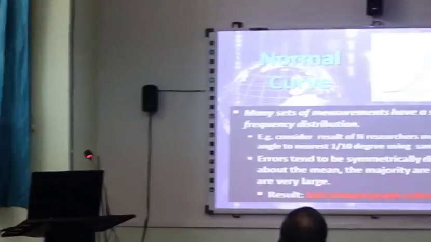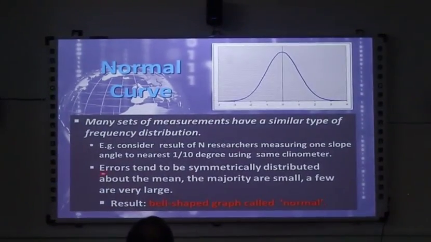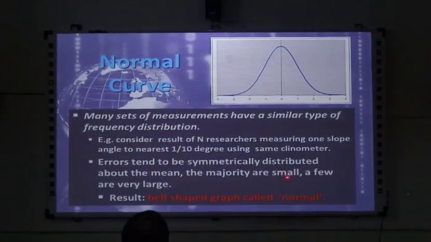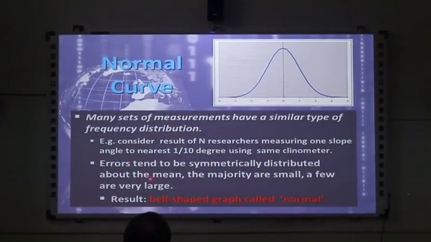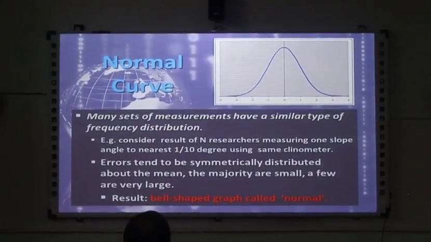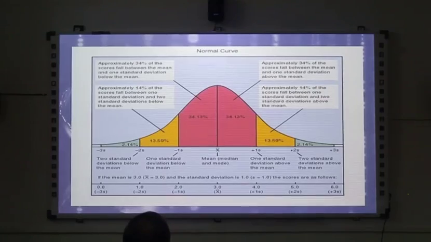So you can consider the results of a load of researchers measuring slope angle using the same clinometer. They'll all get slightly different results. If you average it out, you'll get one number, but the individual results will be scattered all around it. The point about the normal curve is that errors are symmetrically distributed about the mean. And the majority are small, few are very large. The distribution is called normal, and it's the foundation of a lot of stats.